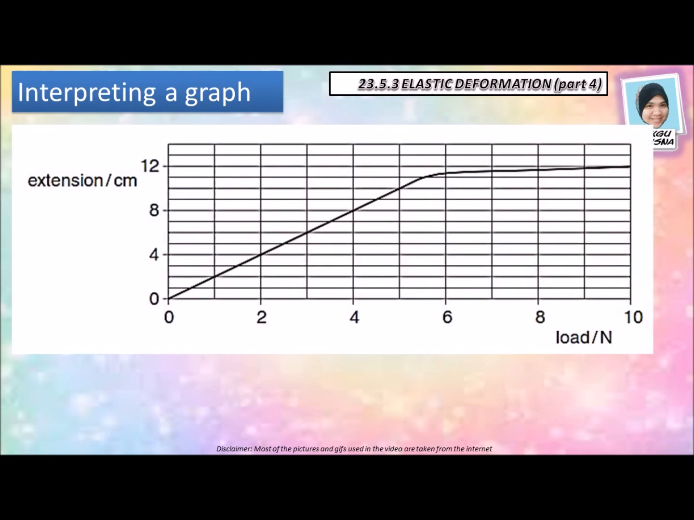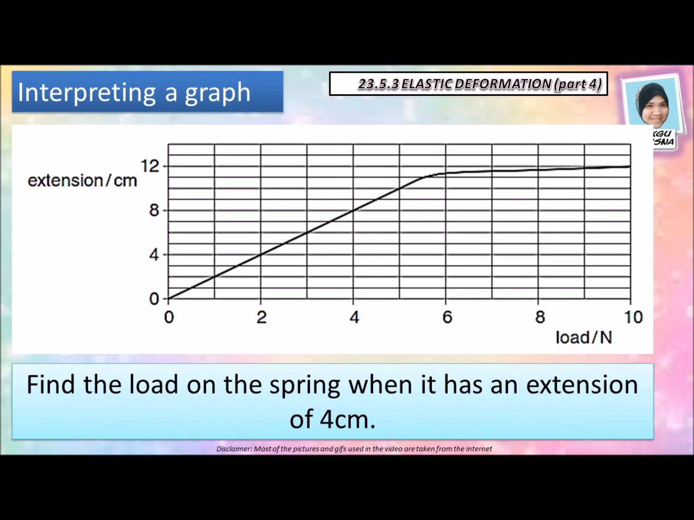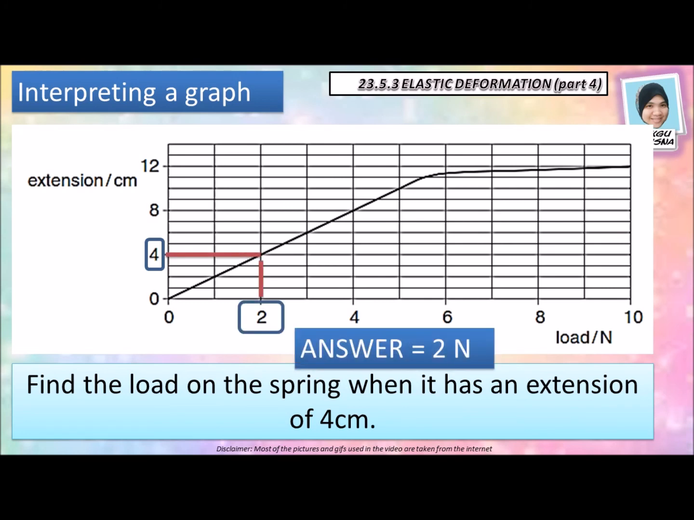Interpreting a graph, example on application. Okay, so you have a graph here. The question: find the load on the spring when it has an extension of 4 cm. So make sure to look at the extension at 4 cm. At 4 cm, we'll see that the load is 2.